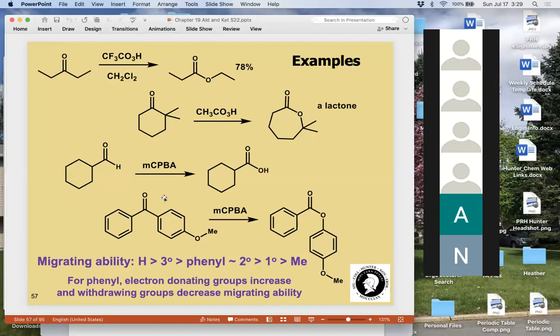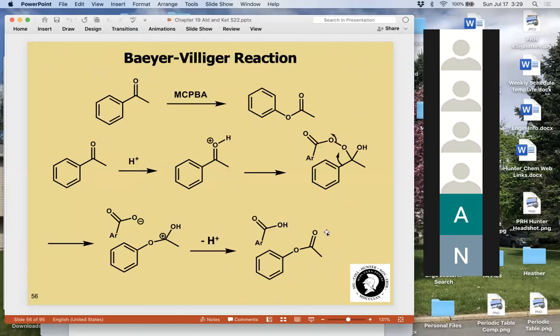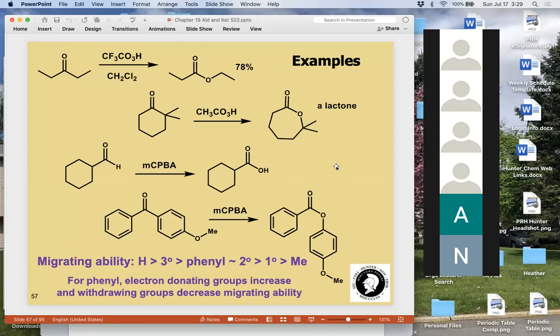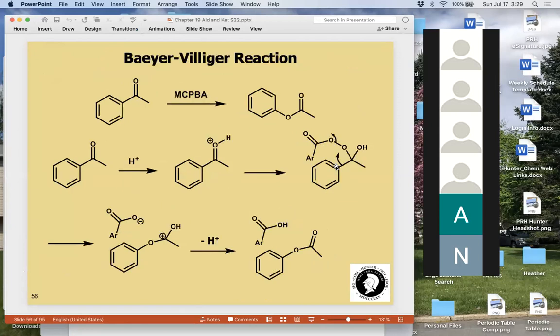We talked about the migratory aptitude in the Baeyer-Villiger reaction, the carbon that's migrating. Here, this phenyl ring carries some positive charge, and that's what determines the migrating ability. But in some ways, you kind of have to memorize in part what it is.